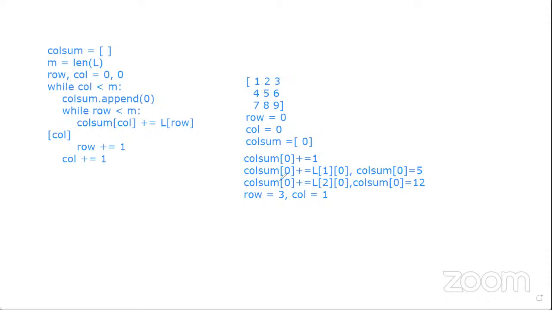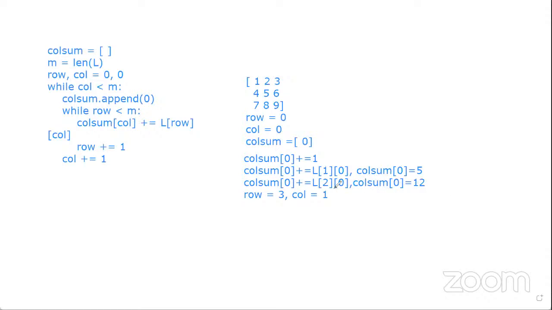Similarly, we will increment this. The next row value will be again incremented by 1. Now the row value is 2, and 2 is again less than 3, since M value is 3 here. So it will again go through this while loop. We have call sum of 0 equals to L of 2 of 0, which is 7. Until now, call sum of 0 is 5, so 5 plus 7 will be equal to 12. Call sum of 0 is 12.